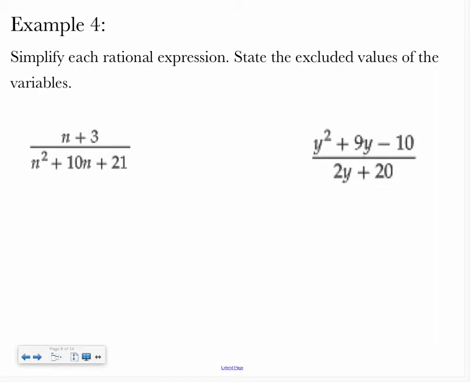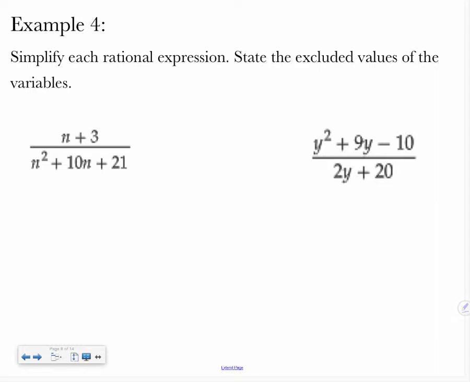Example 4, simplify each rational expression. State the excluded values of the variables. So we're going to take the last example that we did where we were simplifying, and then we're also going to take the excluded values and add them together.